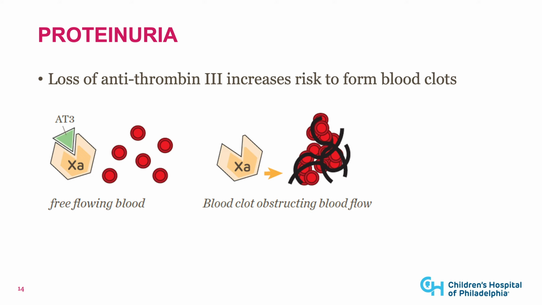Another important protein lost in nephrotic syndrome is antithrombin 3. Its loss makes it harder to prevent blood clots. Combined with a loss of intravascular volume due to low oncotic pressure, which increases the hematocrit, this makes patients with nephrotic syndrome vulnerable to developing a thrombotic event.